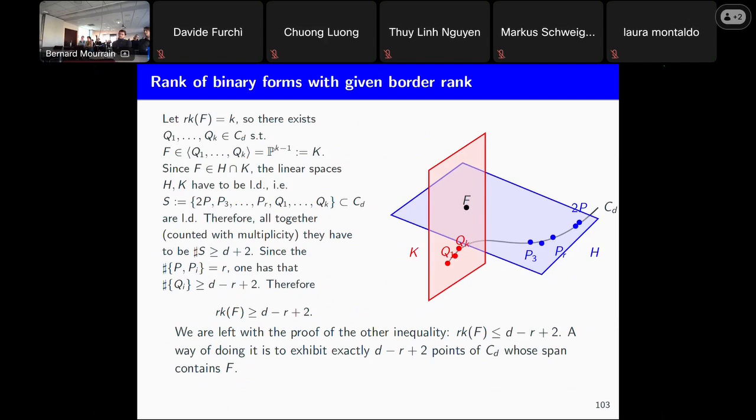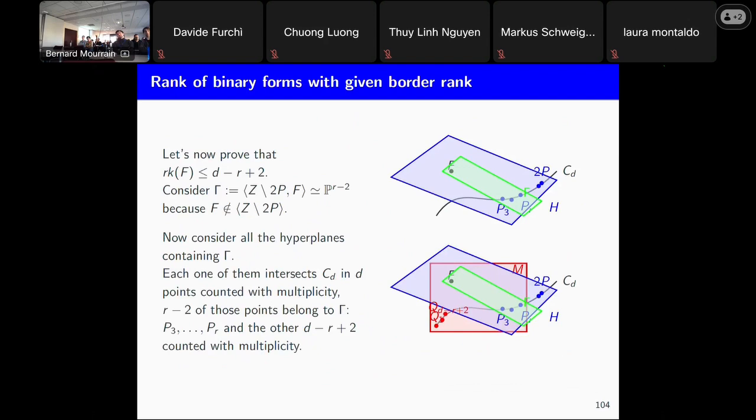Now I need to just find the other inequality. And the other inequality, now I want to prove that they are exactly d minus R plus 2. A way of proving that this is exactly this number is to exhibit exactly this number of points. And in a way I did it because I took a plane and I said, okay, I have these K points.